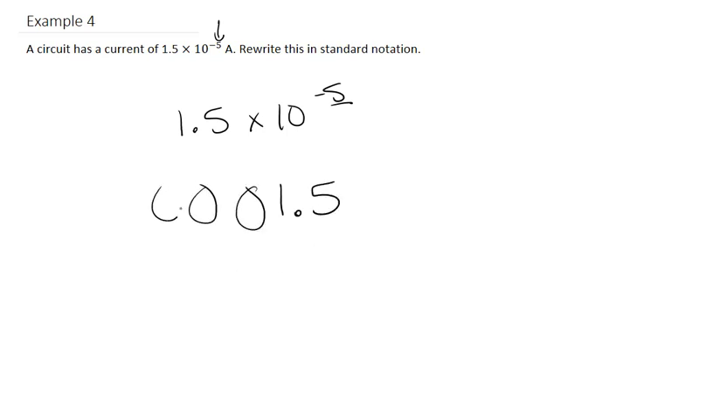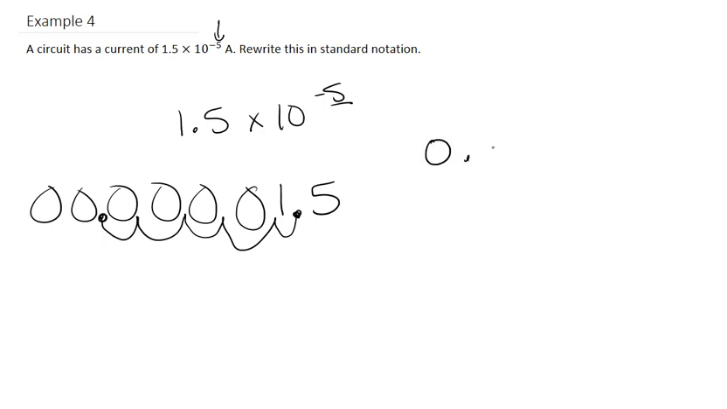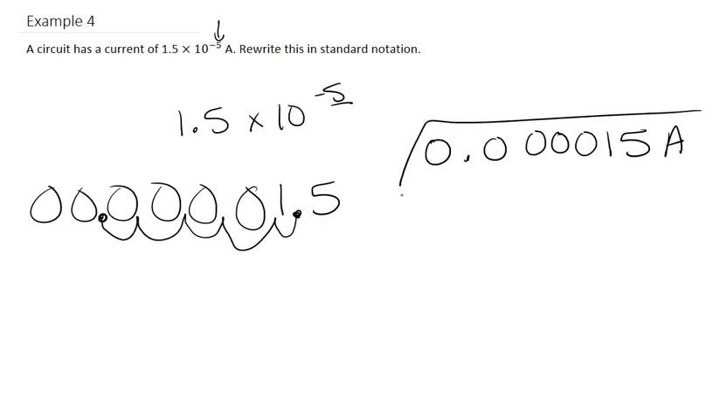And then we're going to add zeros to the left. Now we move this decimal over 5 times. 1, 2, 3, 4, 5. So our new number is 0.000015 amps. And this would be our solution.